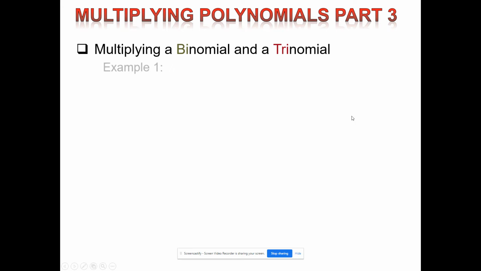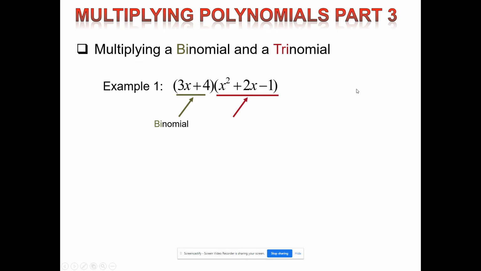All right, so a binomial and a trinomial, well, that's what this is. This is a binomial, 1, 2 terms, multiplied by a 1, 2, 3 term trinomial. So remember, this is a linear binomial. This is a quadratic trinomial. So a binomial and a trinomial. Okay, so let's do the work.